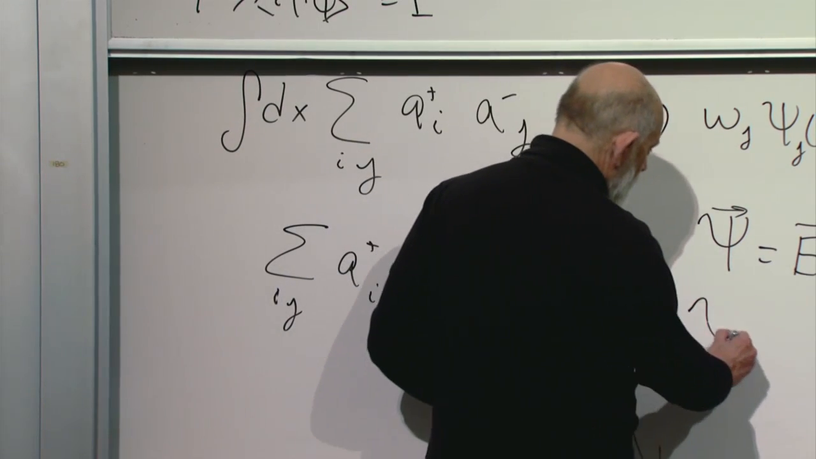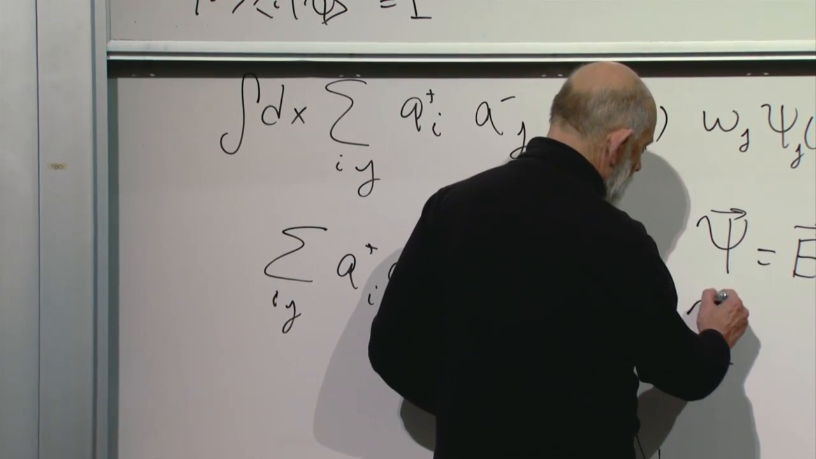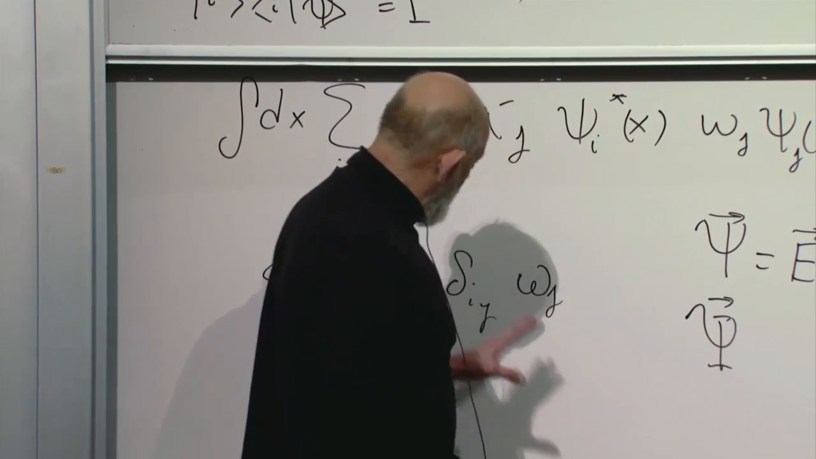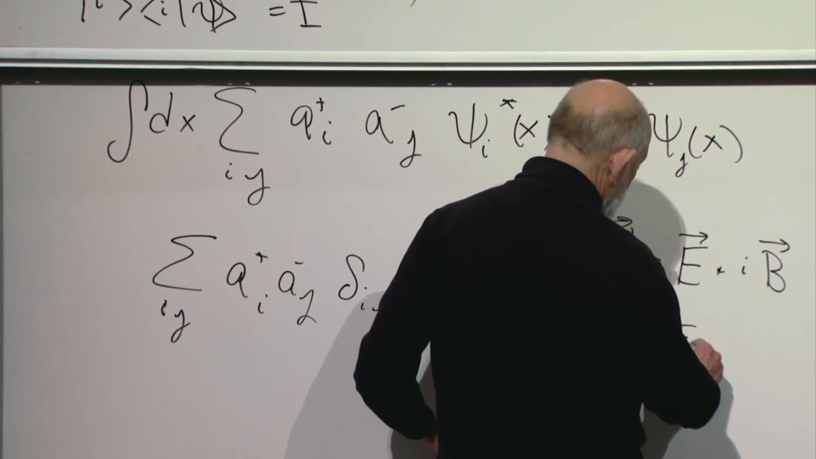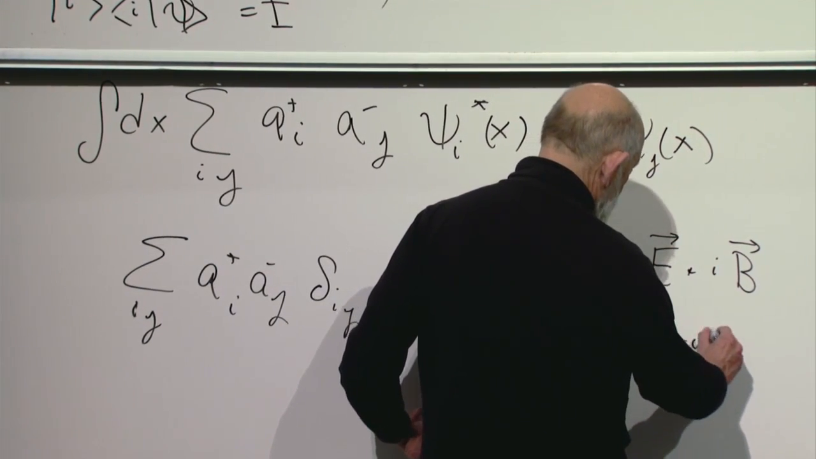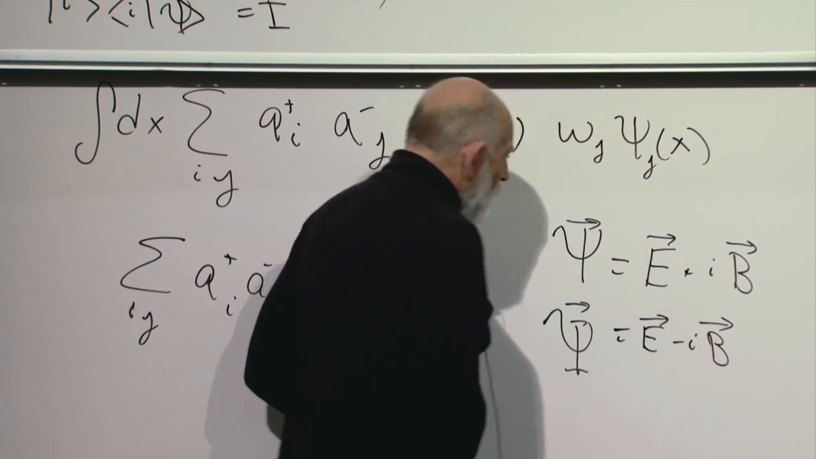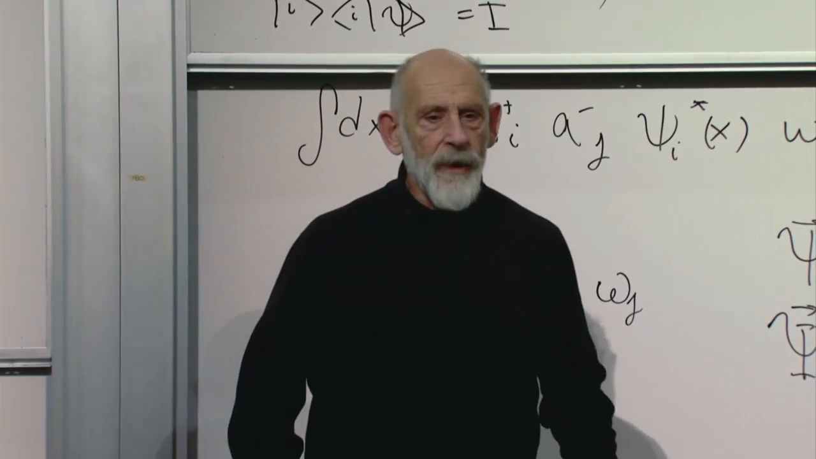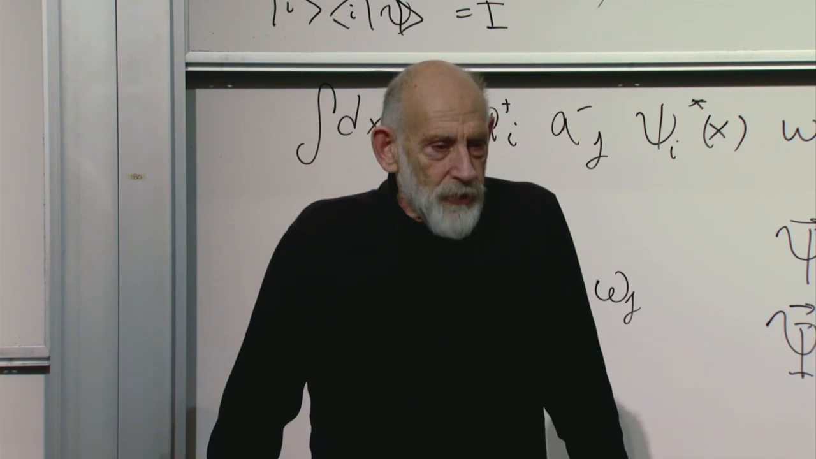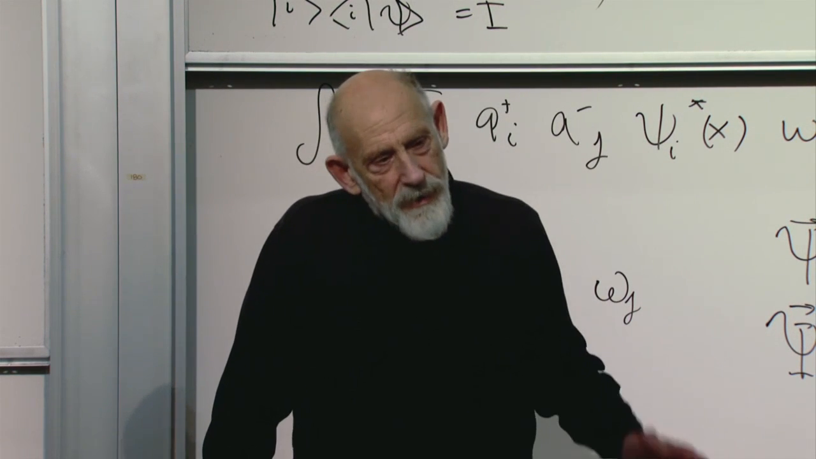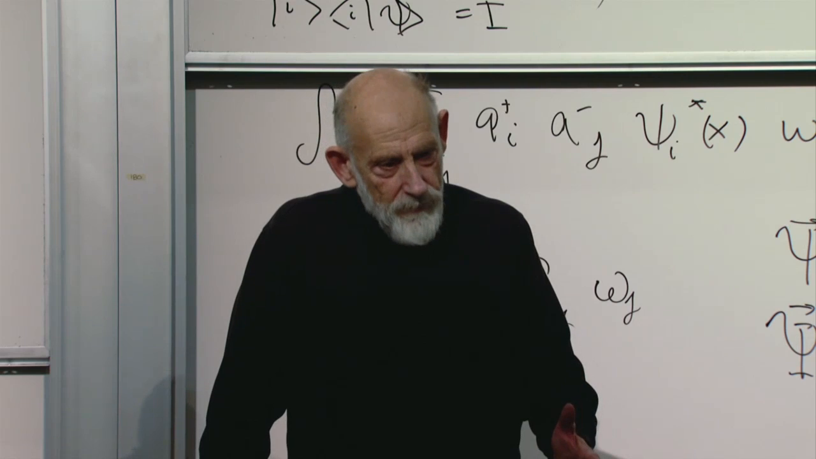Psi star. Now there are three components to this, so it's not quite the same as this. Three components: electric field minus I times the magnetic field. Then psi star psi is not quite the density of photons, it's the energy density. So it's the density of photons weighted with the energy of each photon.